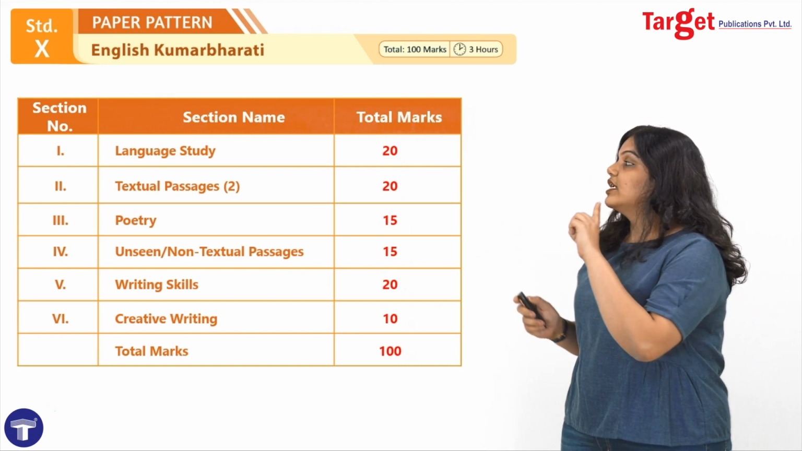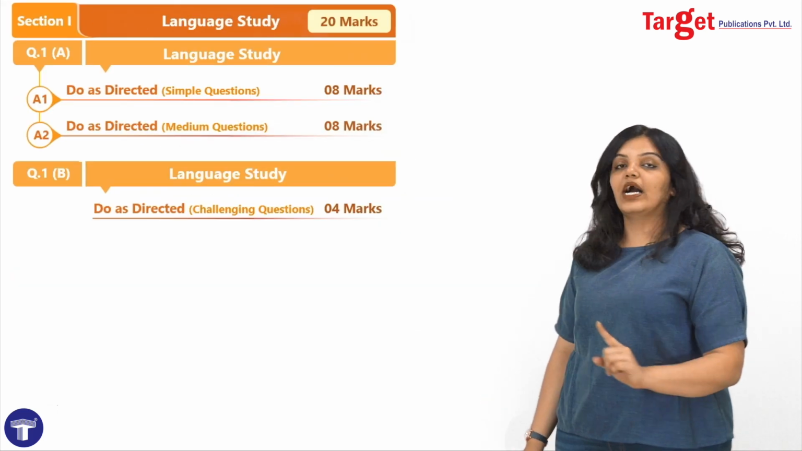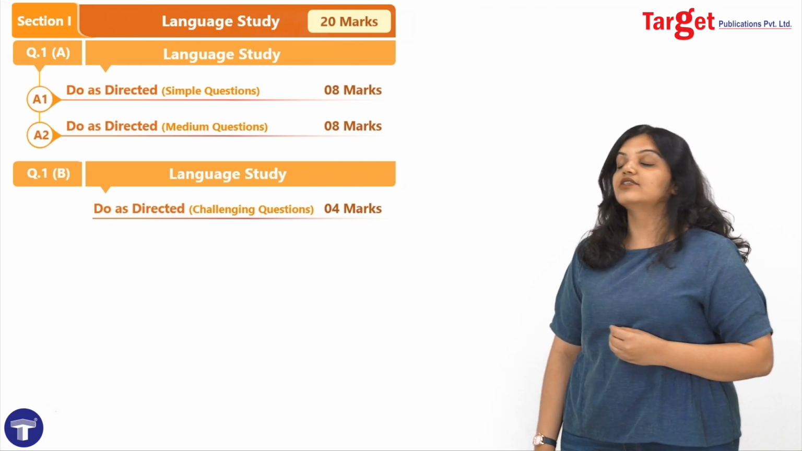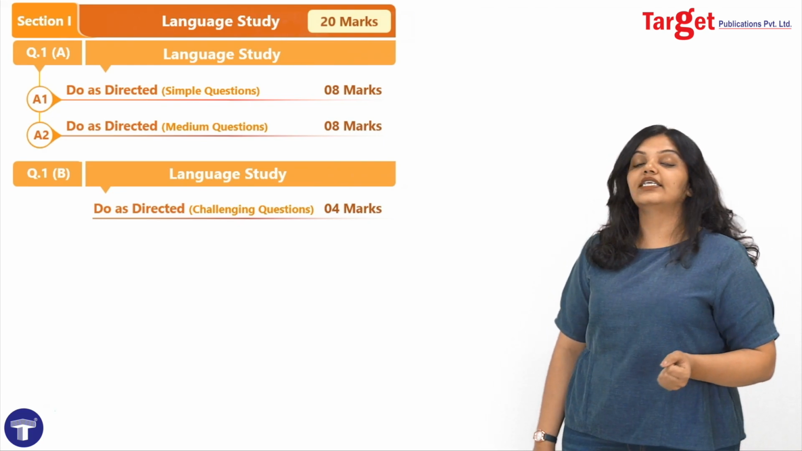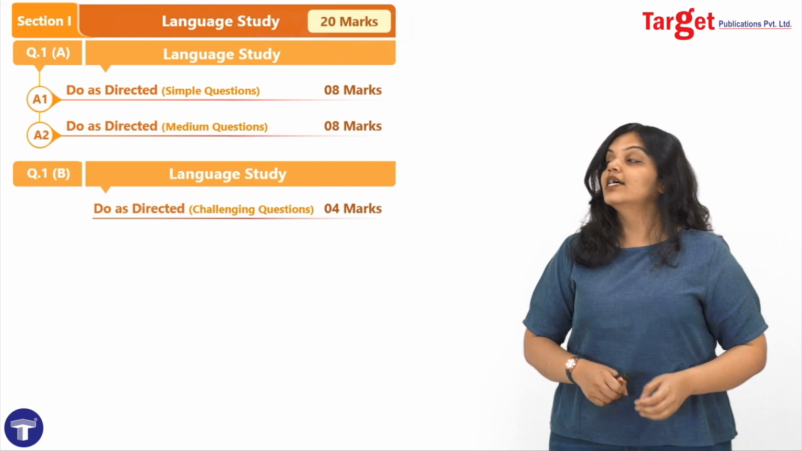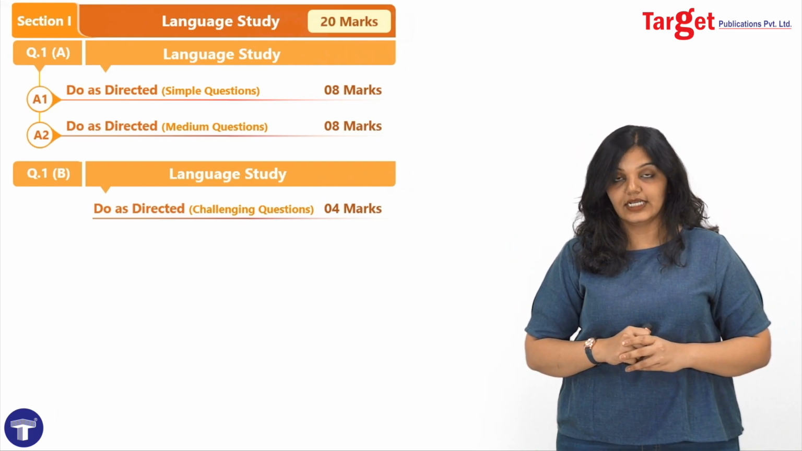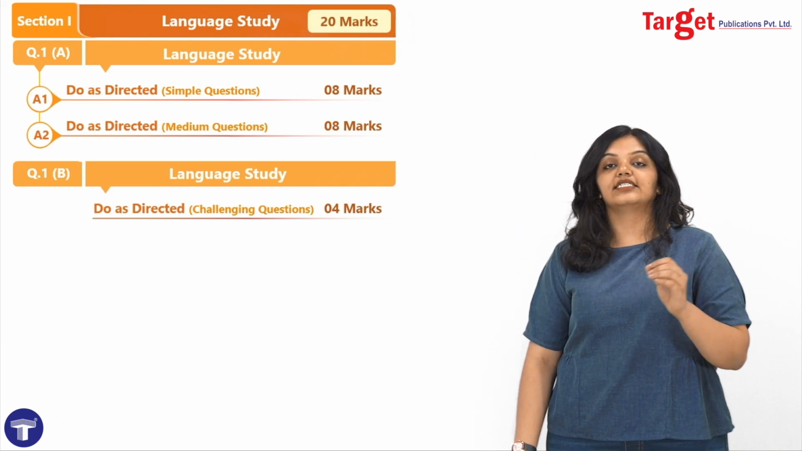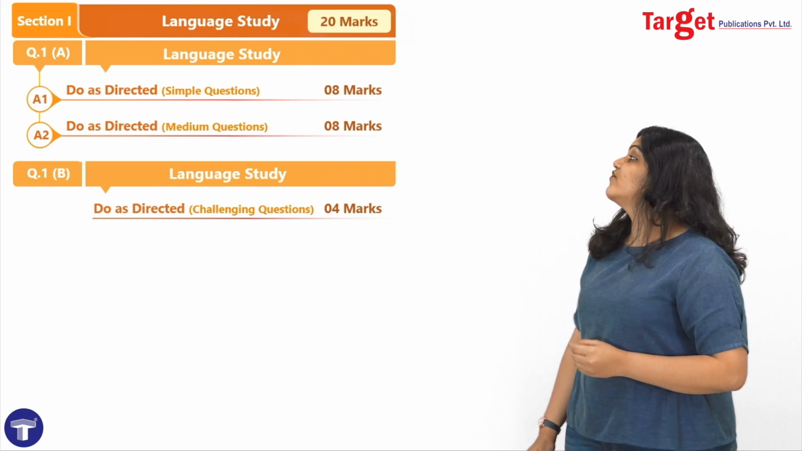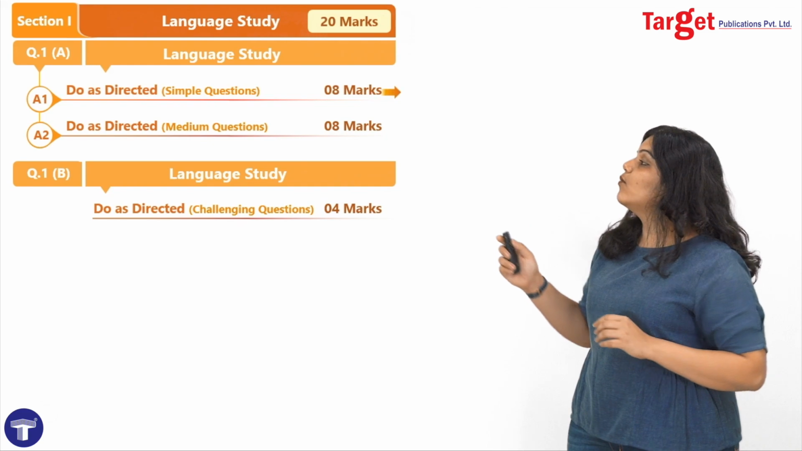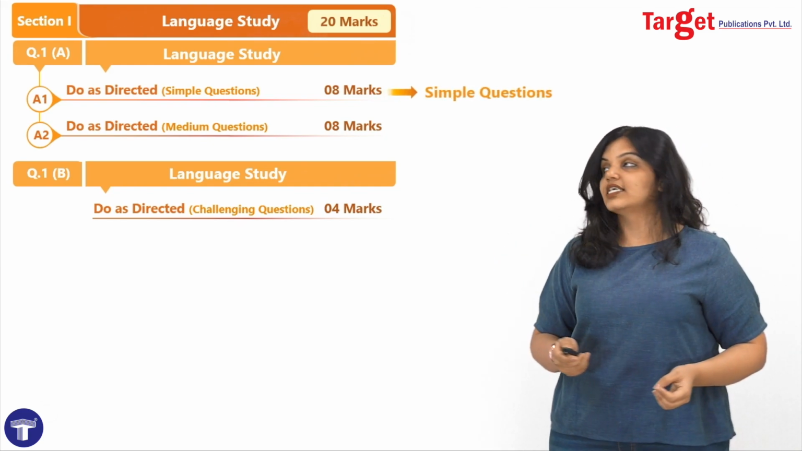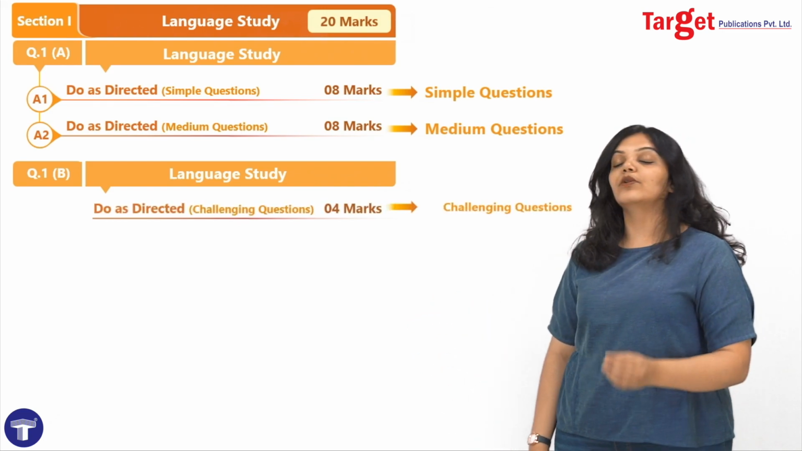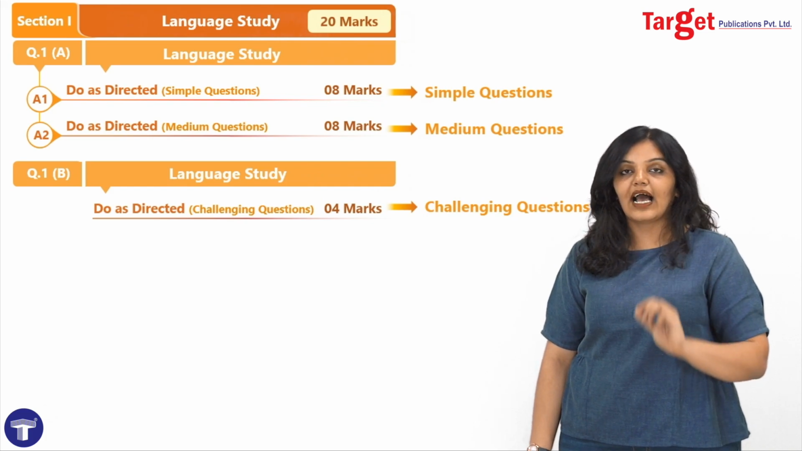The question of language study begins with question 1A, under which you have A1 and A2, which are both do as directed questions, and you also have language study in question 1B of your paper, which is also a do as directed question. Now don't be fooled by the same format of these 3 questions. Even though they essentially mean the same, the level of difficulty is different. For example, A1 question has simple questions and question A2 will have medium level questions, whereas question 1B will be the difficult questions that you will have to tackle.